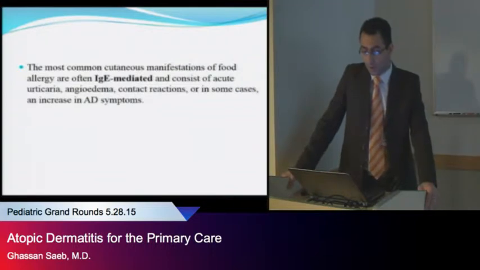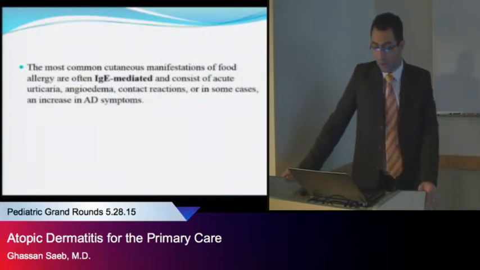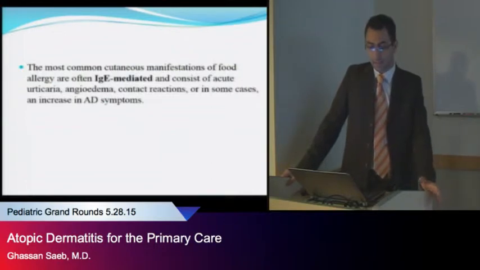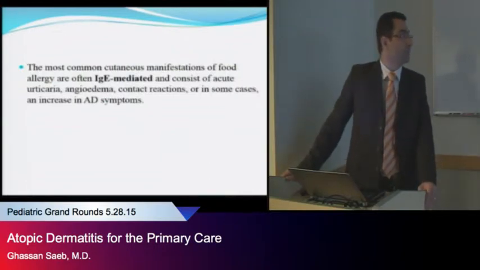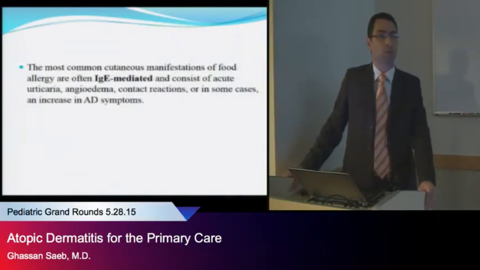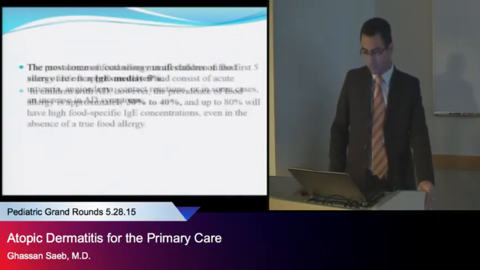The most common cutaneous manifestations of food allergy are often IgE mediated and consist of acute urticaria, angioedema, contact reactions, or in some cases, an increase in AD symptoms. But mainly it's different from what we see in atopic dermatitis patients.